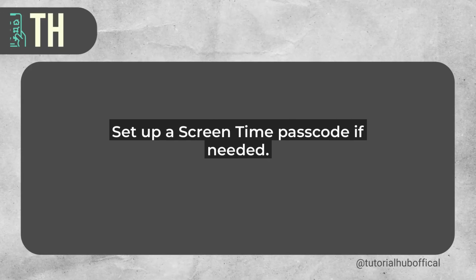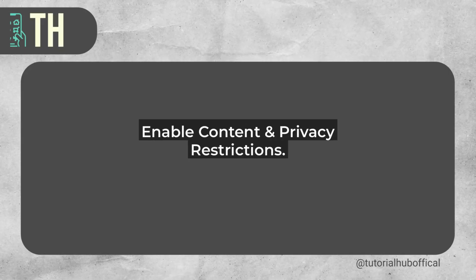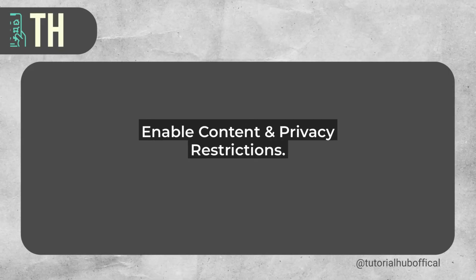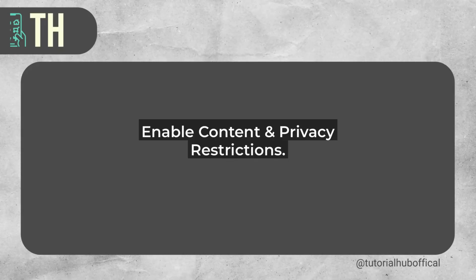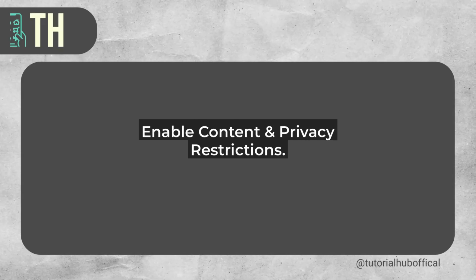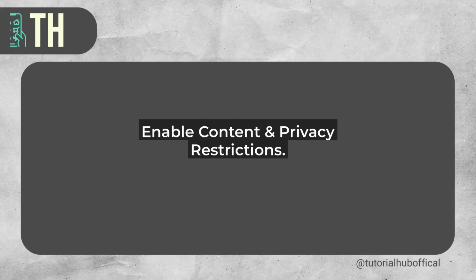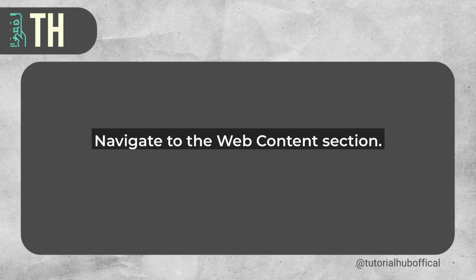If you haven't set up a Screen Time passcode yet, you'll be prompted to do so now. It's like a security layer to prevent unauthorized changes. After that, tap on Content and Privacy Restrictions. This might ask for your passcode again, so go ahead and enter it. Now, toggle the switch to turn on Content and Privacy Restrictions if it's not already enabled.